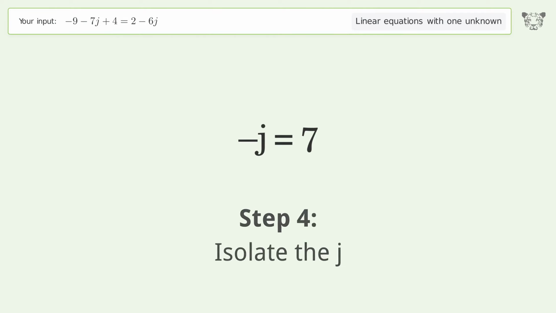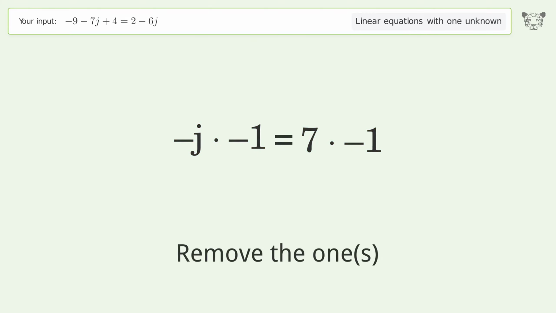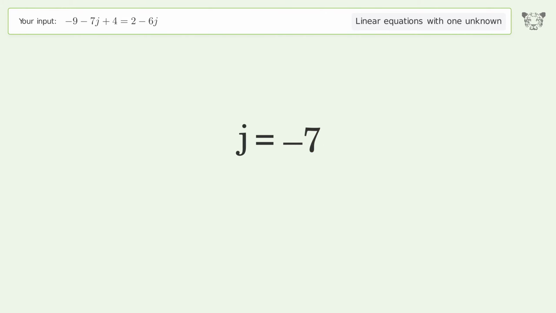Isolate the j. Multiply both sides by -1. Remove the ones. Simplify the arithmetic. And so the final result is j equals -7.